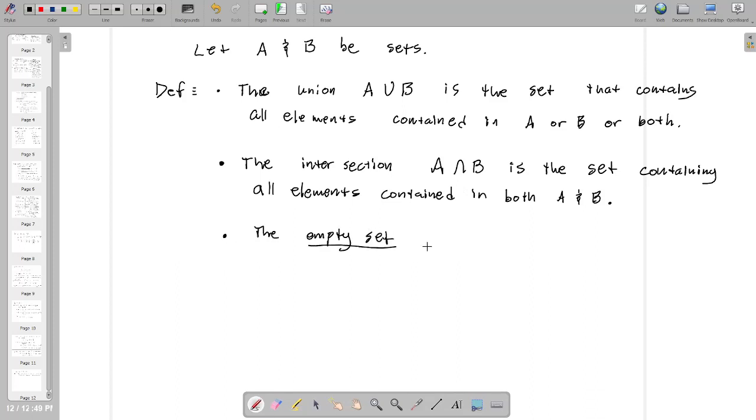The empty set is written this way, or sometimes we write it like this. Both of these mean the same thing. It's the set of nothing. Nothing is included in the set. It's the empty set.